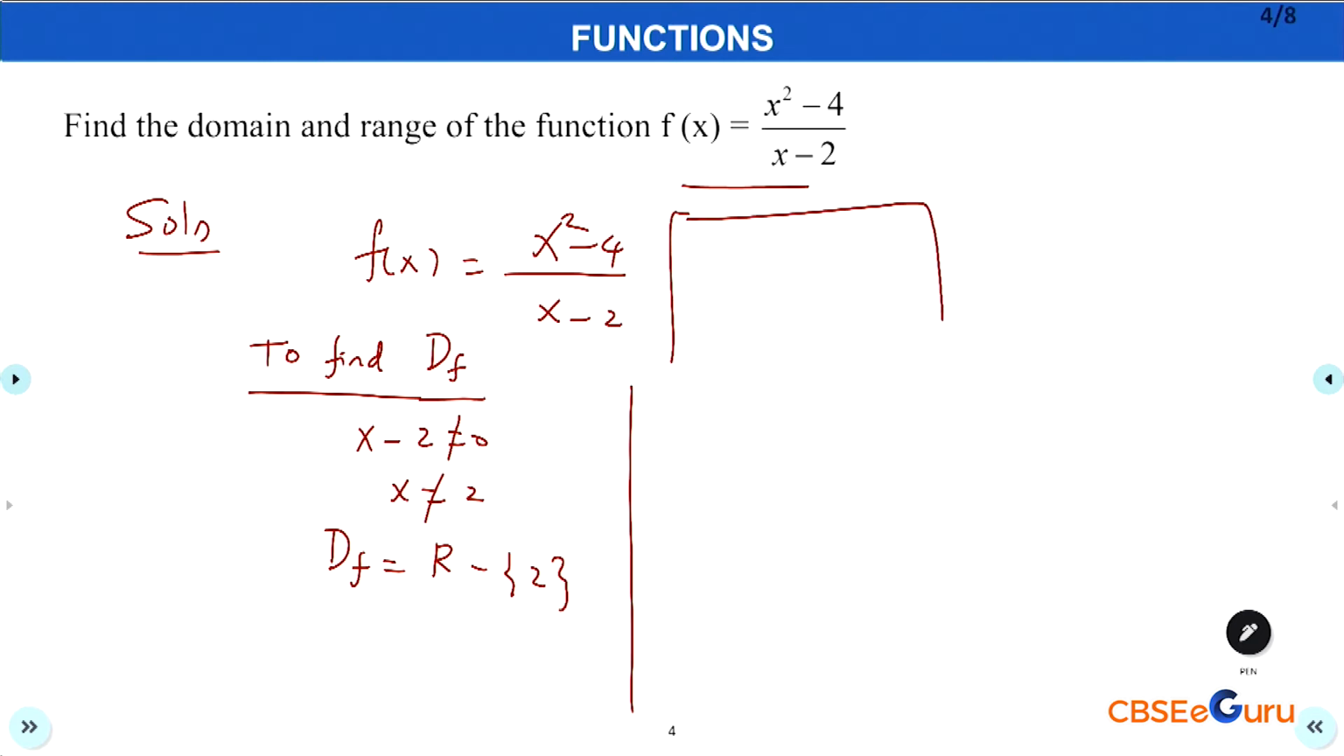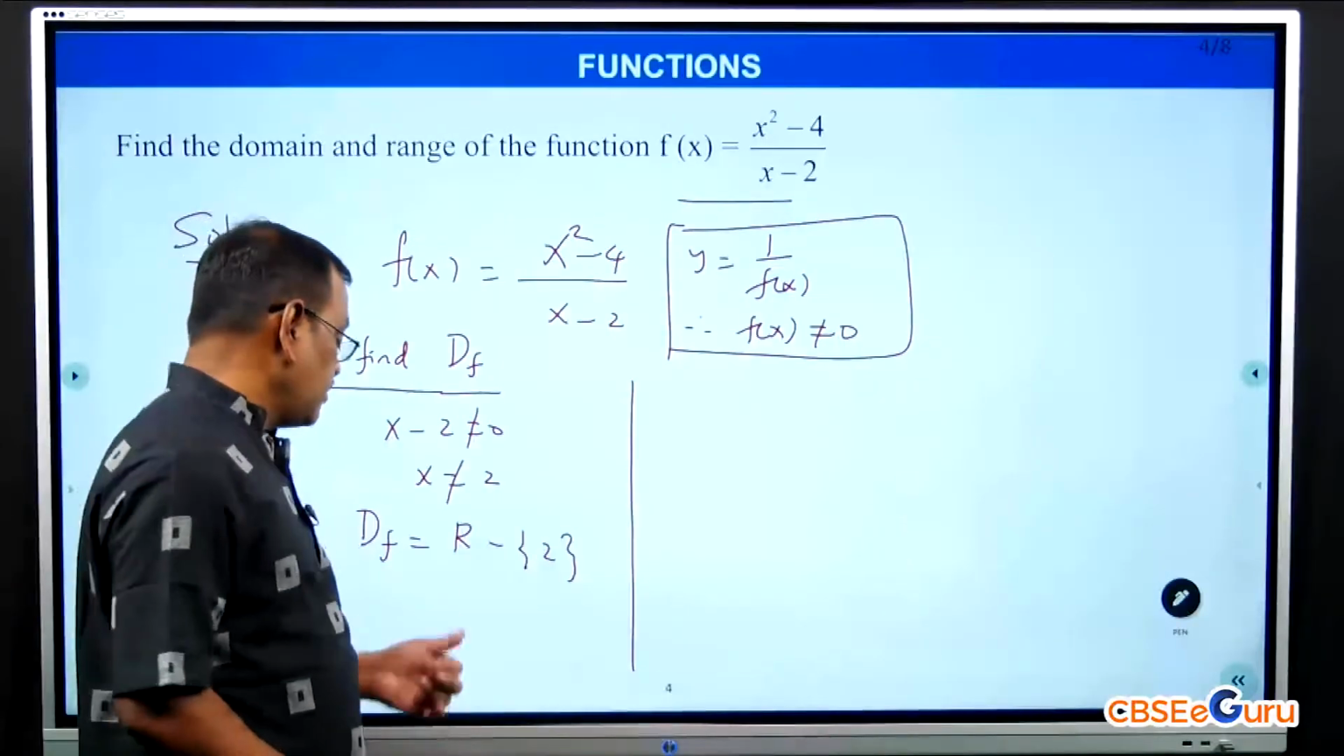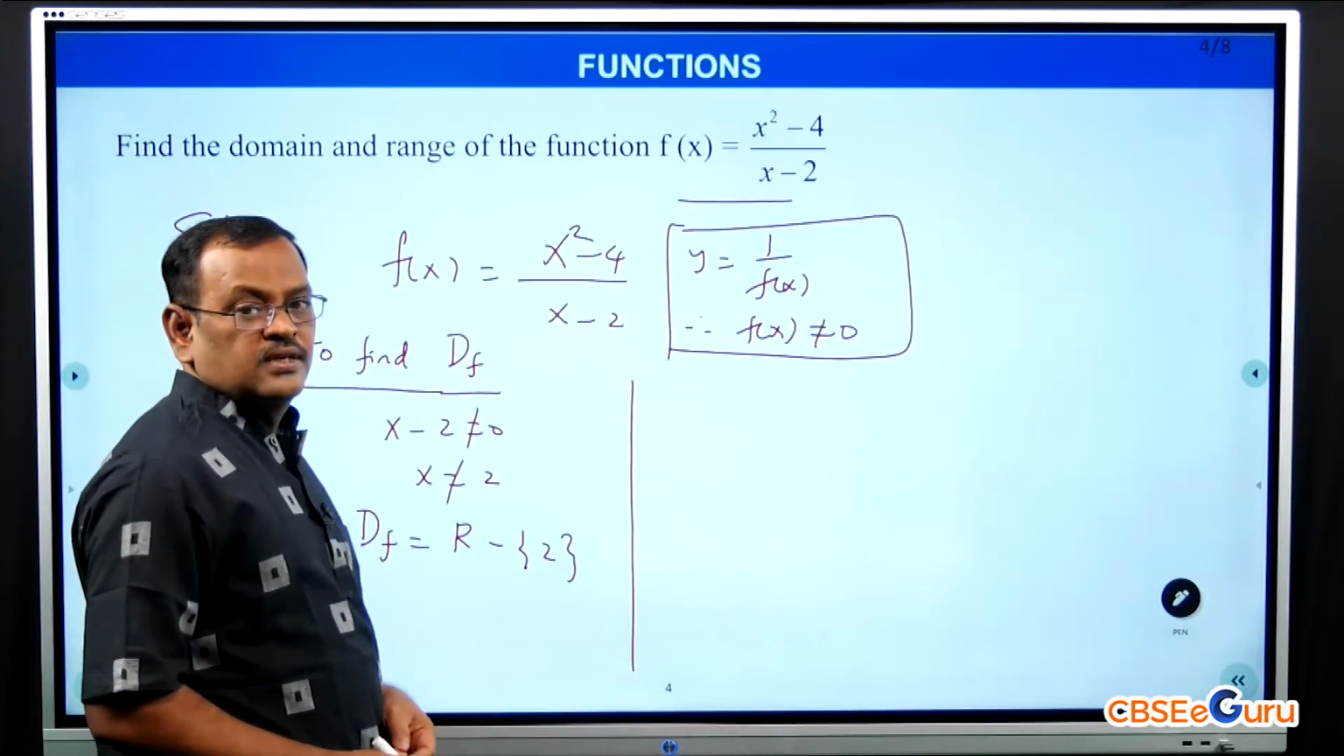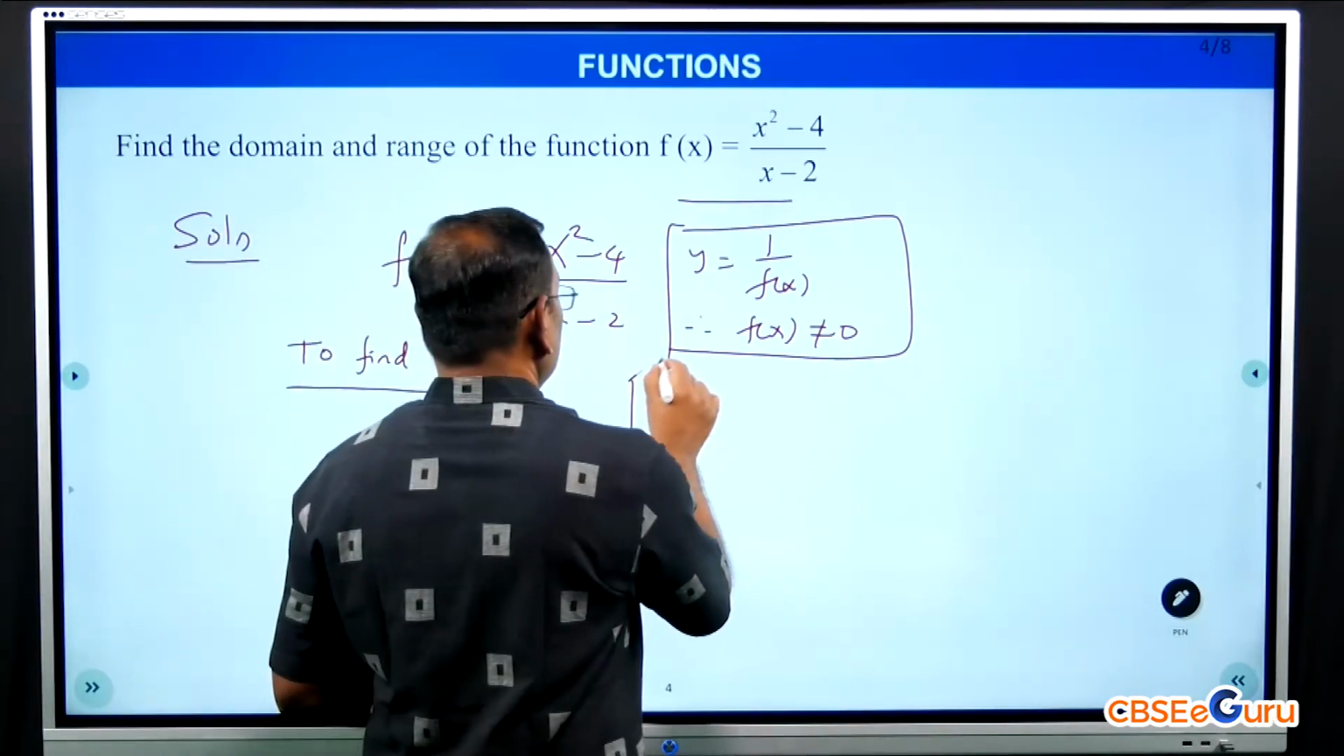Here we have the condition formula. For every problem you have some standard working rule. For y equal to 1 by f of x, the condition is f of x not equal to 0. This is the condition for this type of problem; the last problem was y equal to 1 by square root of f of x. Now here, as per the condition f of x not equal to 0, x minus 2 not equal to 0, x not equal to 2, and all real numbers other than 2 we can write as R minus singleton set 2.